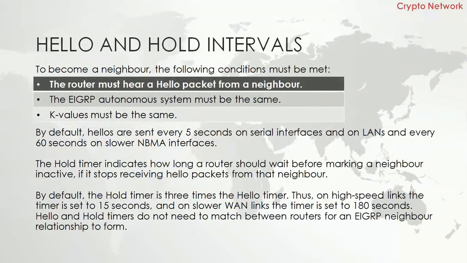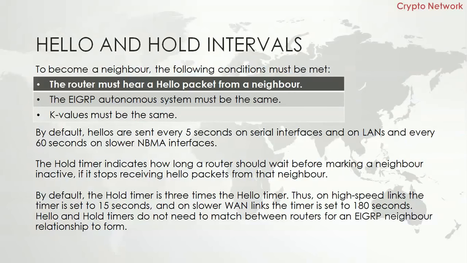So before EIGRP routers are willing to exchange routes with each other, they must become neighbors. There are a number of conditions that must be met for neighborship establishment. And these are hello received, AS number, autonomous system numbers match, and identical metrics. Identical metrics are K values.